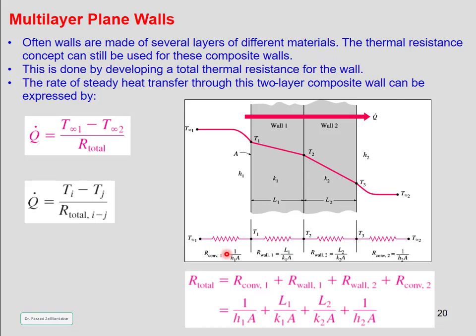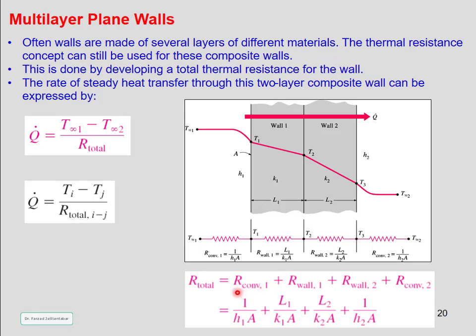By dividing the temperature difference between two surfaces at known temperatures by the total thermal resistance between them, we can calculate heat transfer through this composite wall. For example, you can see in this figure a two-layer composite wall. The total thermal resistance for this wall consists of 4 different thermal resistances.